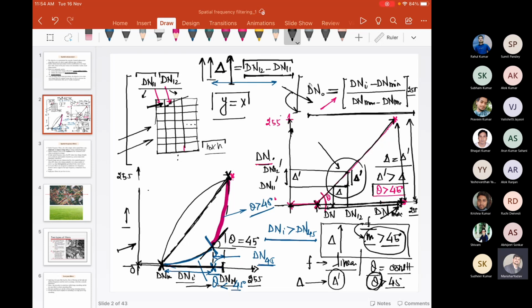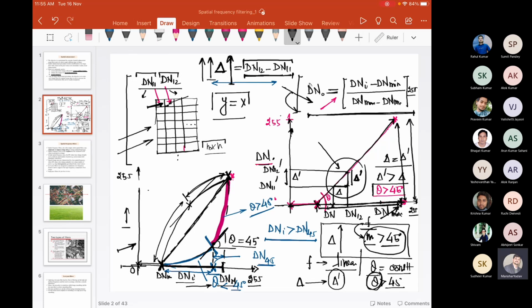In this case, somewhere in the middle a transition occurs. Let's say we select this entire range, I'm talking about this part. What will happen? Theta is less than 45, while for this range, theta is more than 45. So in this case, using the logarithmic function, we can say that the darker part of the image is enhanced.